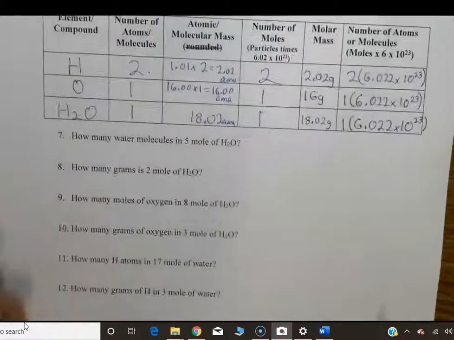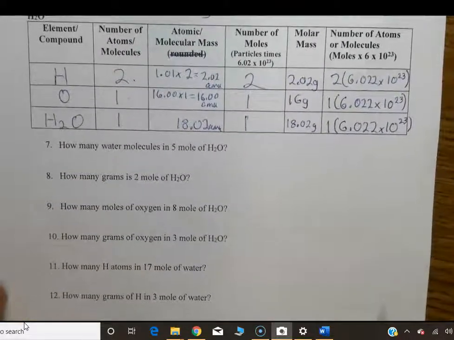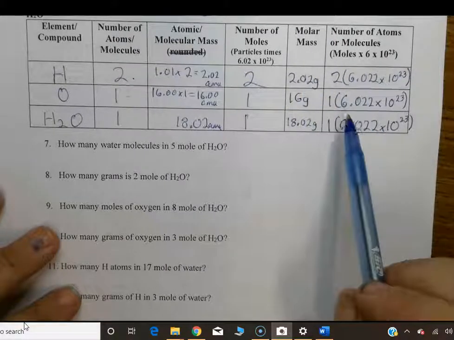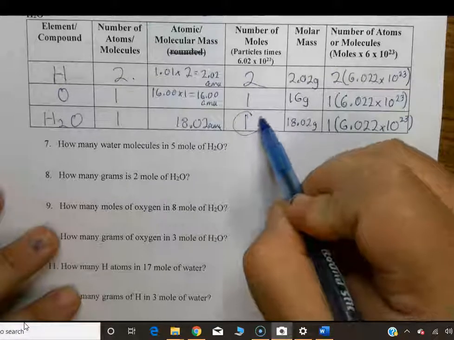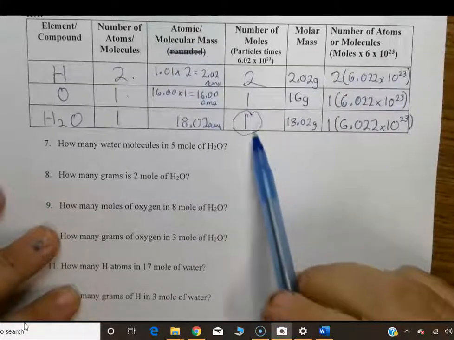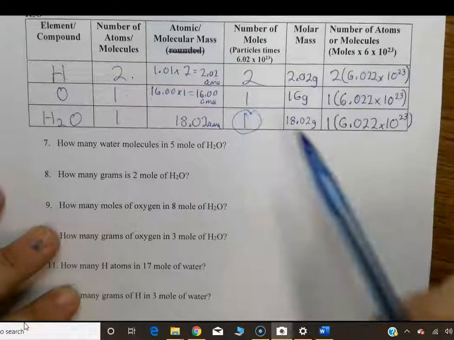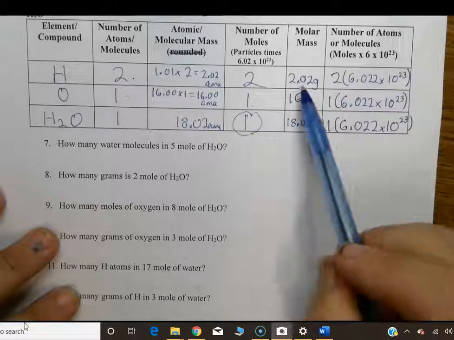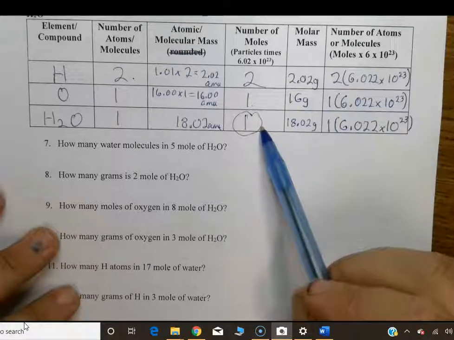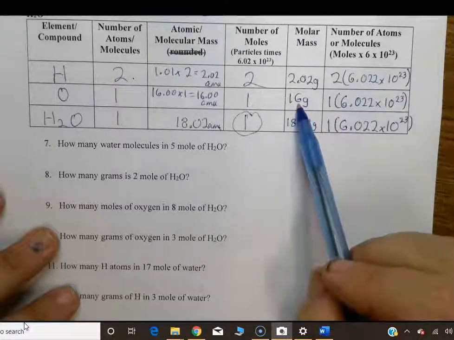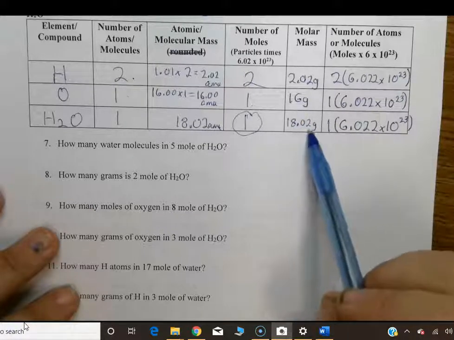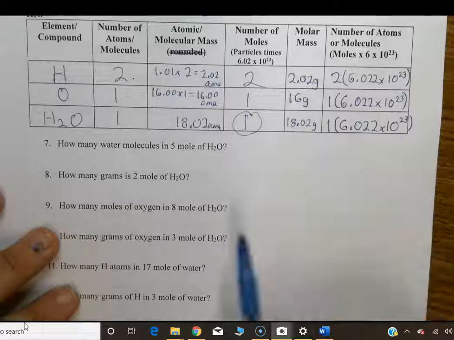So now, down below, I'm asking you some questions here. Everything that I have over here in the last 3 columns is based on 1 mole of water. So 1 mole of water is going to have 1 mole of oxygen. 1 mole of water is going to have 2 moles of hydrogen. 1 mole of water is going to have 2.02 grams of hydrogen. 1 mole of water is going to have 16 grams of oxygen. And 1 mole of water is going to have a mass of 18.02 grams.